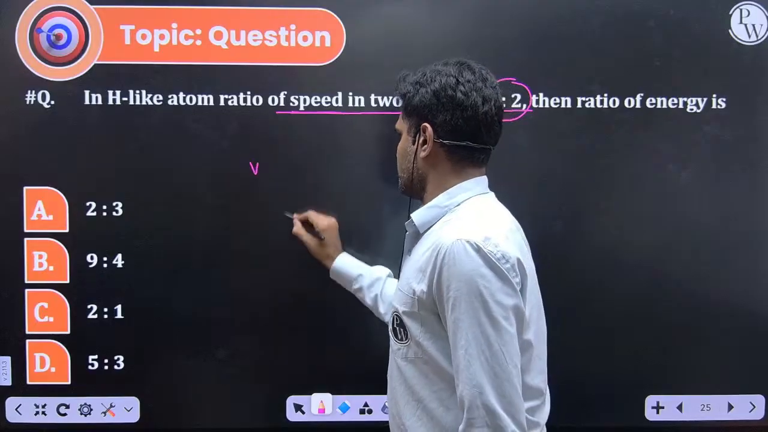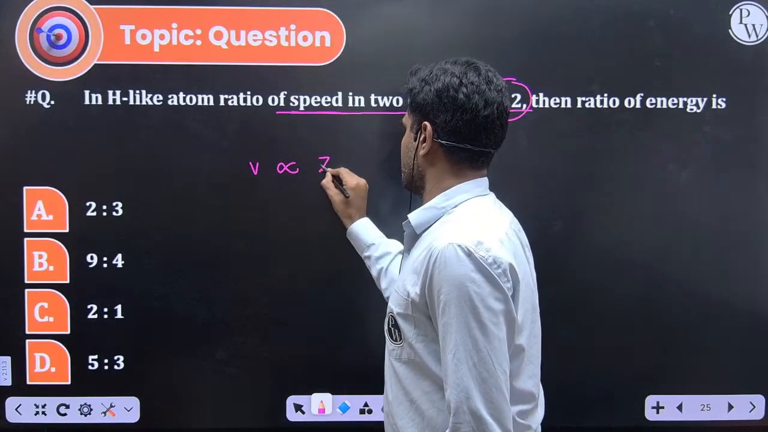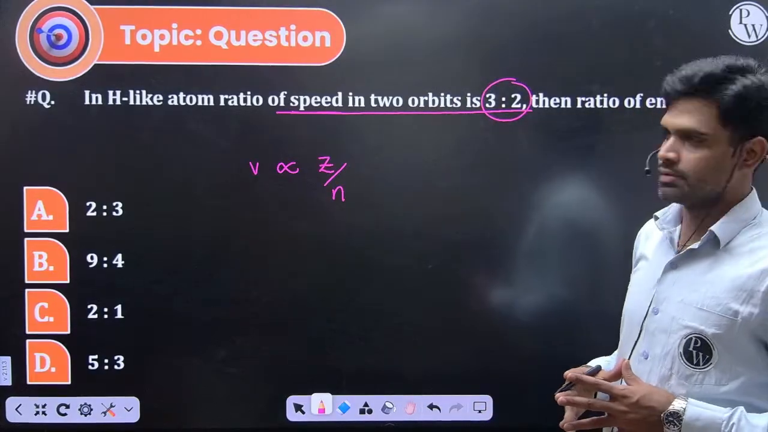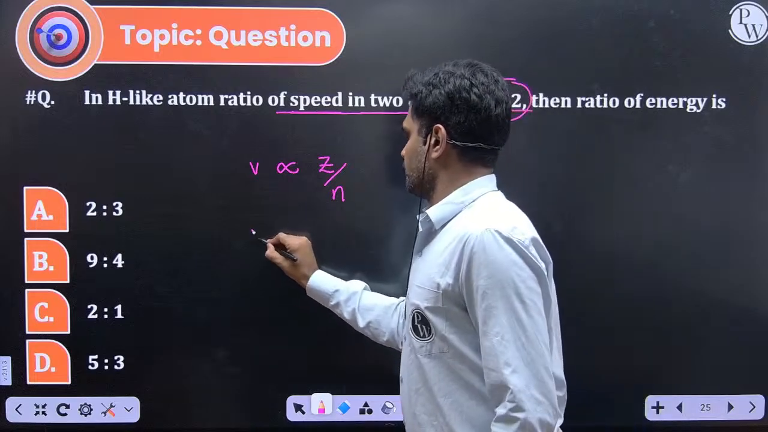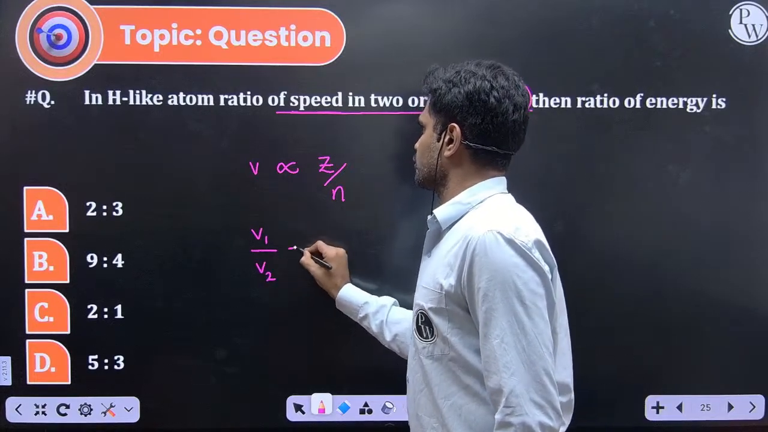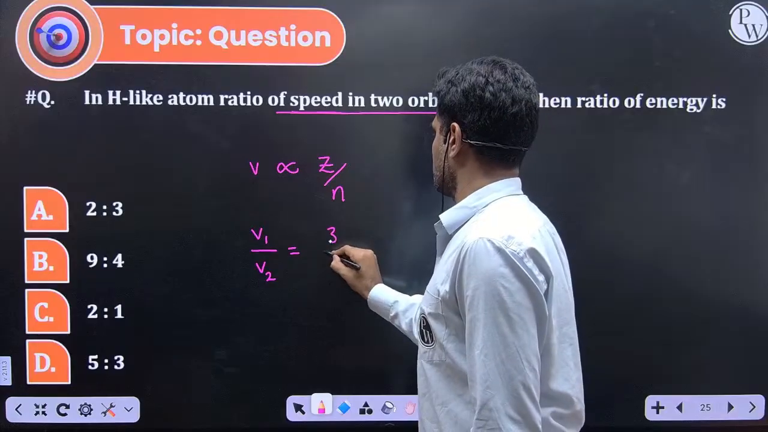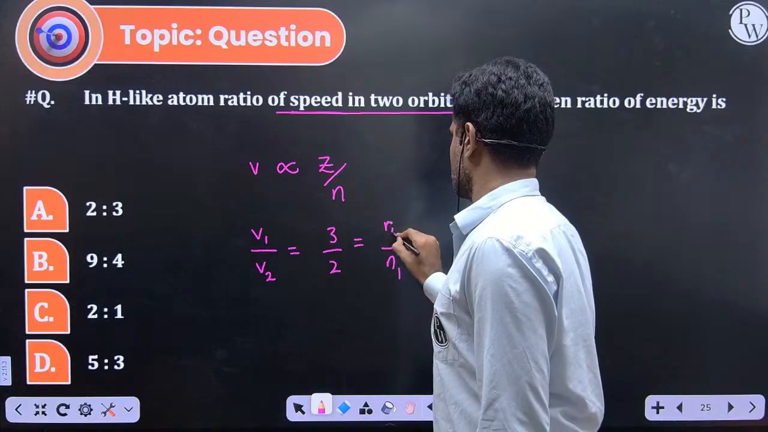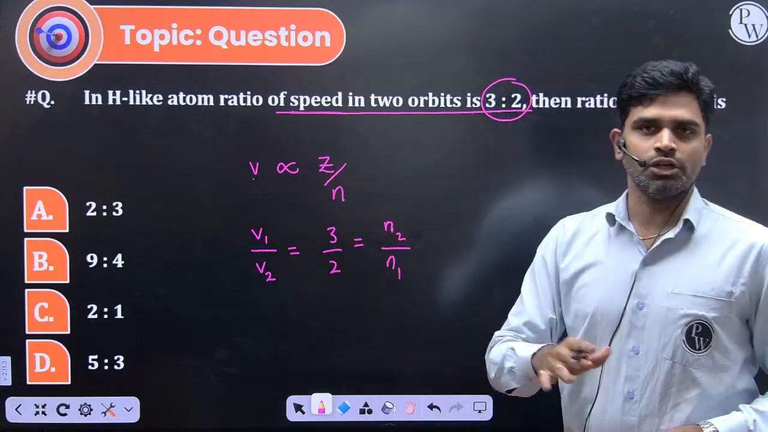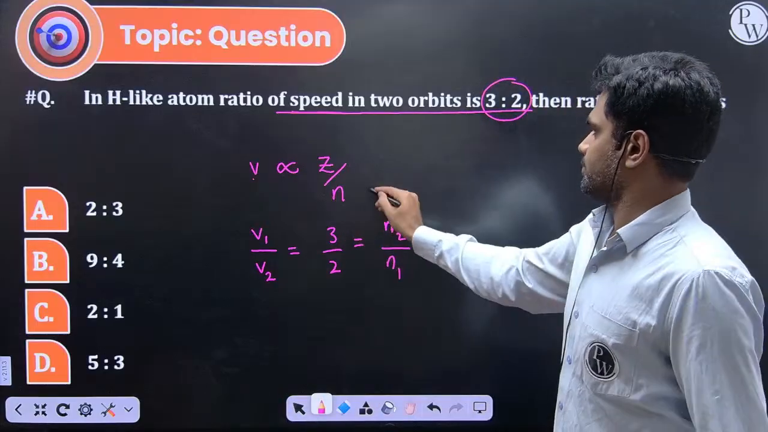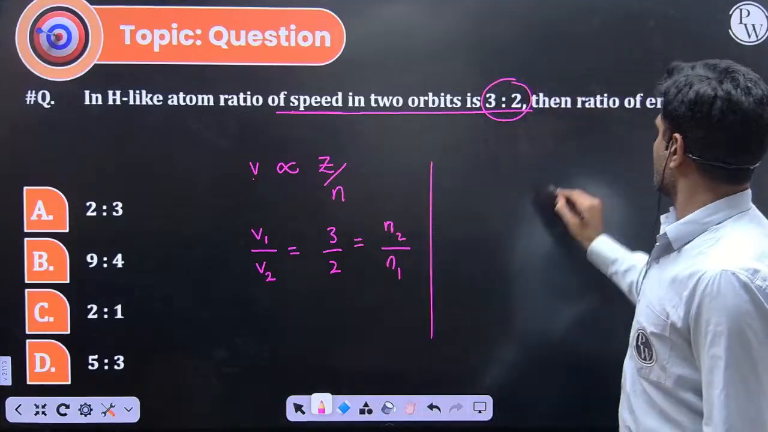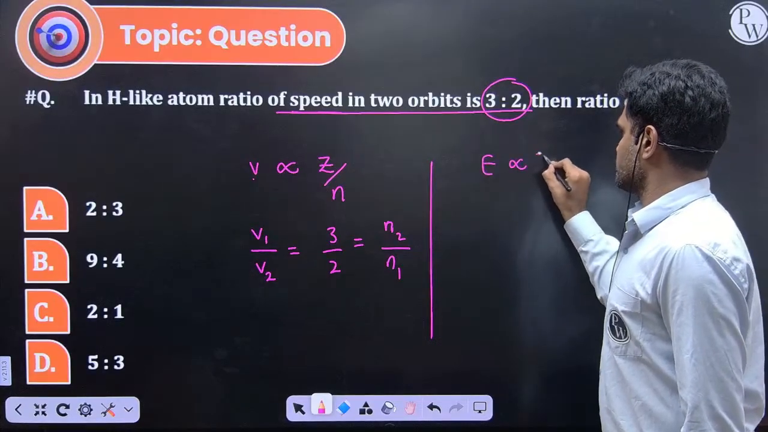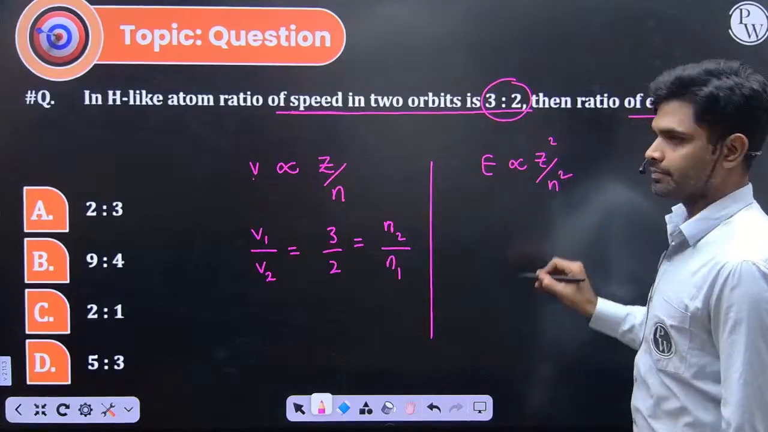Speed in an orbit is proportional to Z by n. Speed is proportional to Z by n. So v1 by v2, the ratio of speeds in two orbits is 3/2, which is n2 by n1, because velocity is inversely proportional to principal quantum number or orbit number. They are asking what is the ratio of energy. Simple, energy is proportional to Z square by n square.